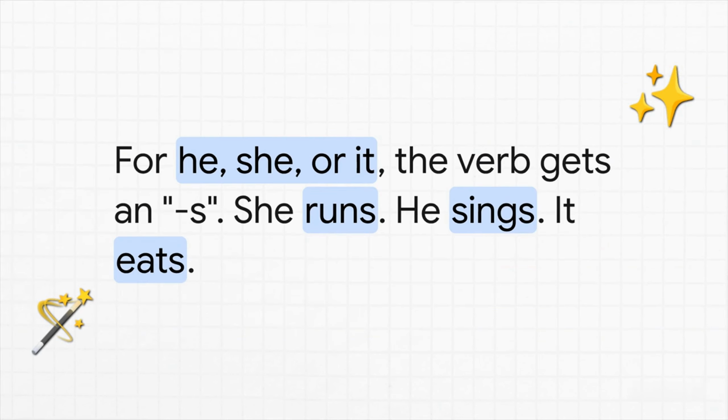All right, now this is the one big rule you really got to remember. For the third person singular, which is just a fancy term for he, she, or it, you just pop a little s on the end of the verb. So I run, but she runs. We sing, but he sings. You just got to remember that little magic s.